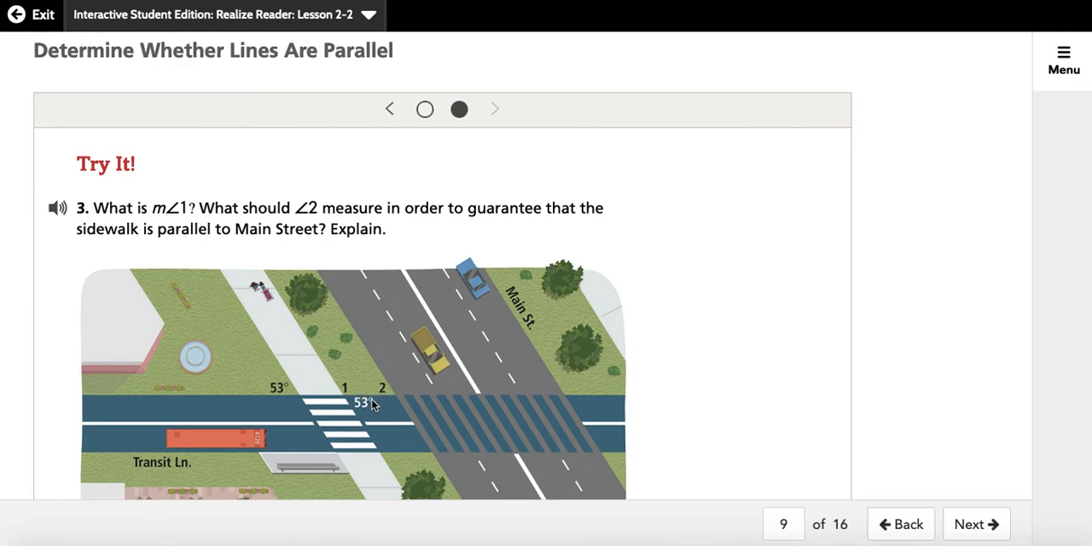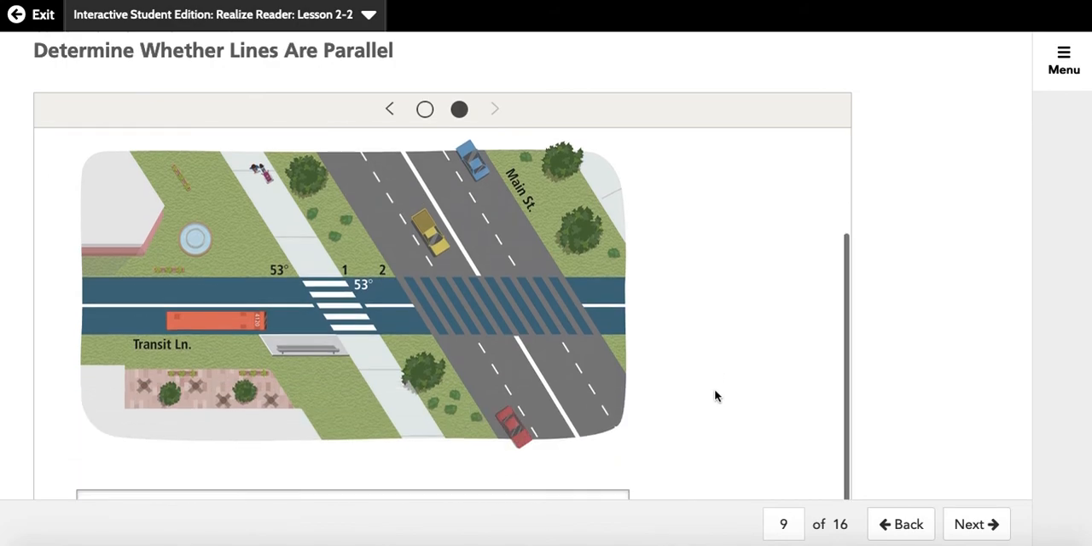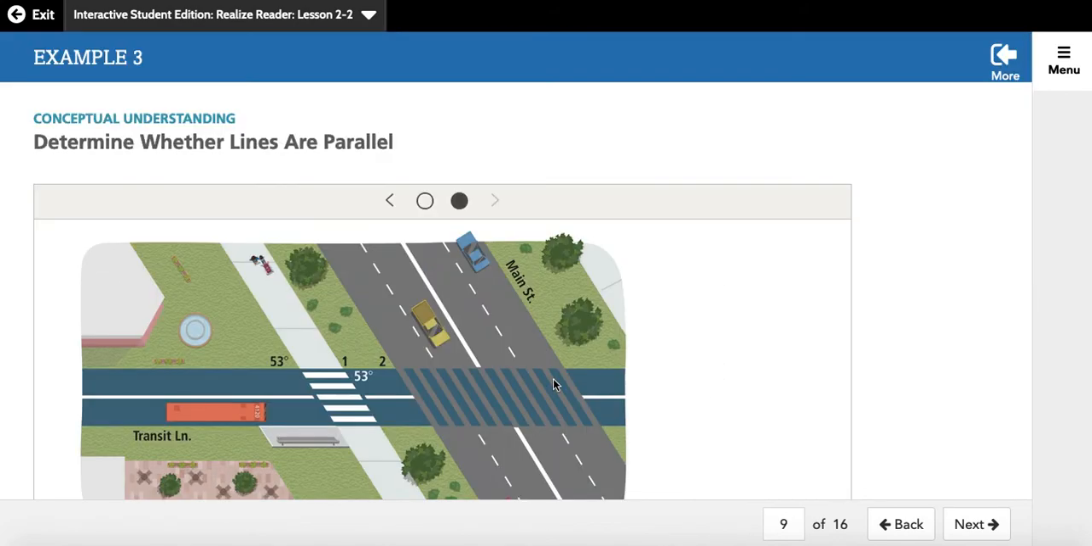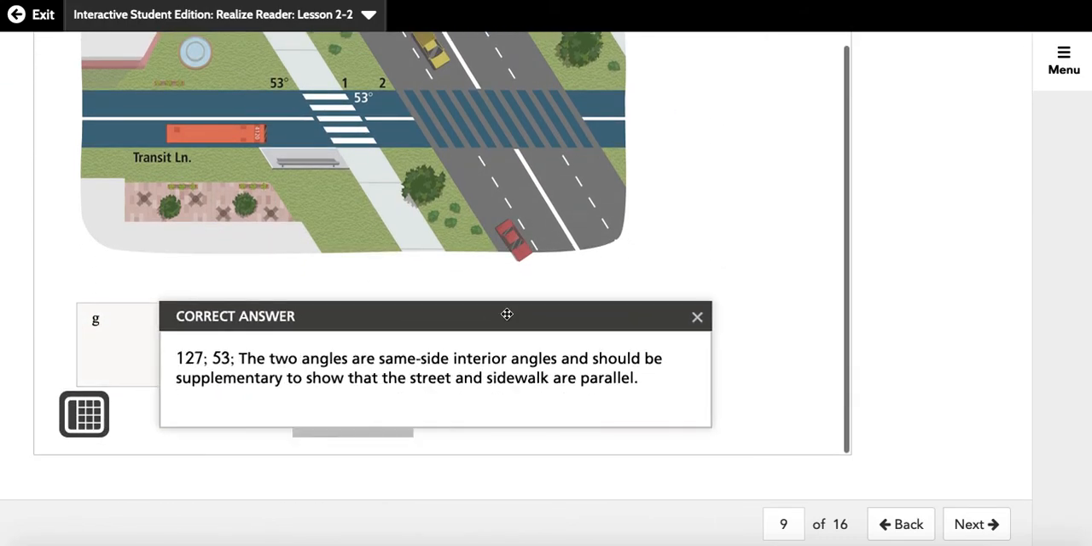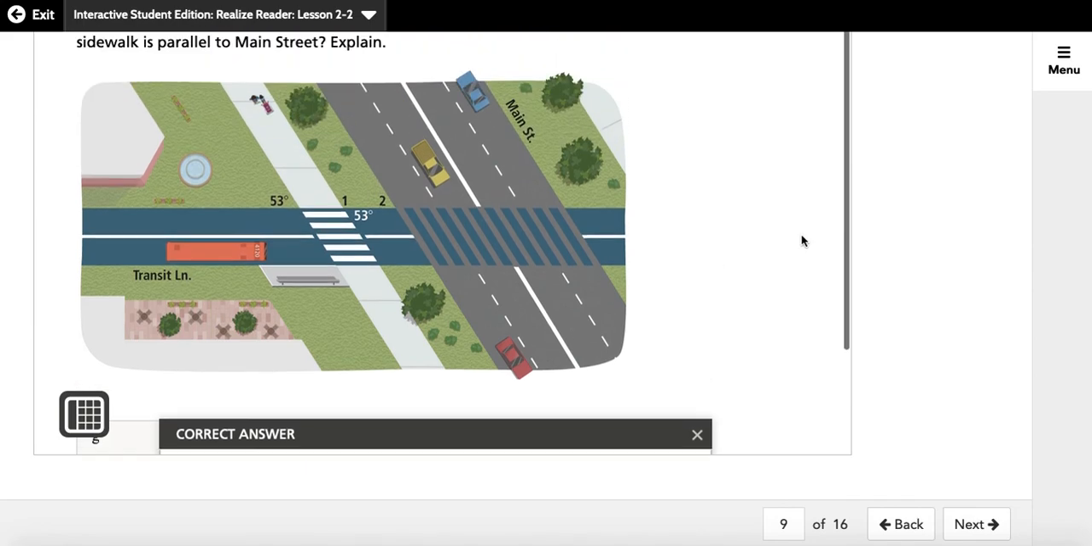Now you might have said, well, this is 53, so this must be 53. And that would be true. That would be from the converse of the alternate interior angles theorem. I used the converse of the same side interior angles theorem. Let's see what they used. They used same side interior angles, but you could have gone with 53. Angle 2 must be 53 in order for the sidewalk to be parallel to the main street.